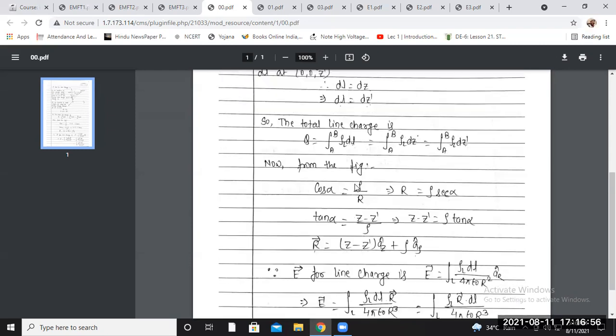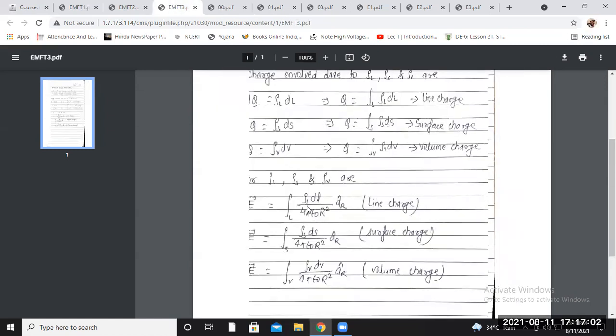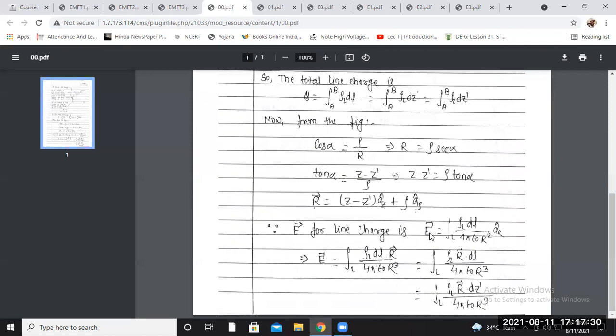So the total value of the position vector R is z minus z dash az plus rho arrow. Now, as we know, the electric field intensity due to a line charge is the integration over the length of rho l dl divided by 4 pi epsilon naught R square ar. This is the magnitude. If you want to write it in direction form, ar will be represented in terms of the vector divided by its magnitude.